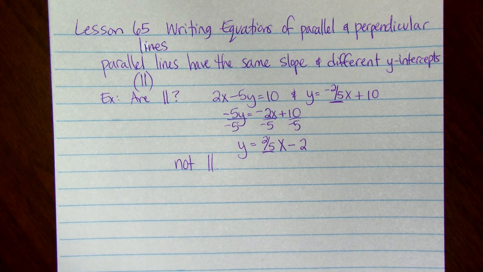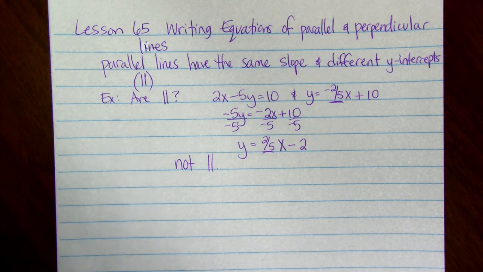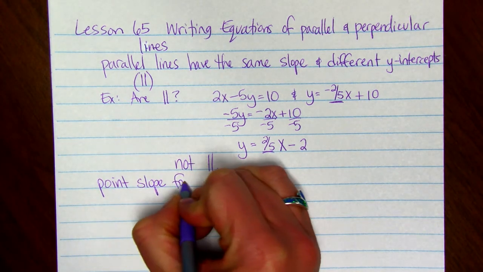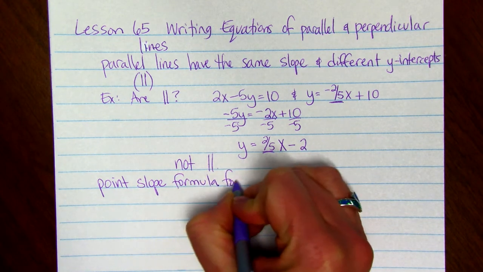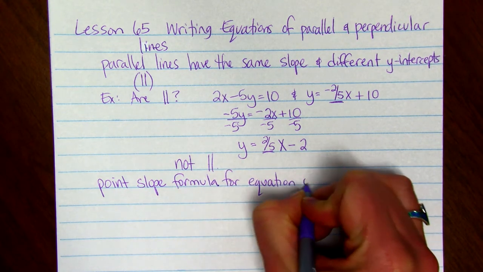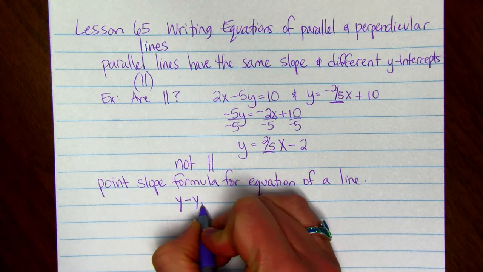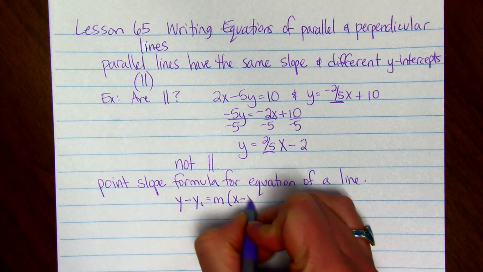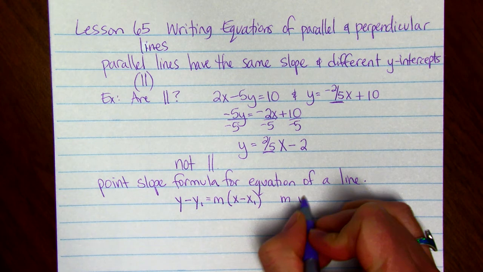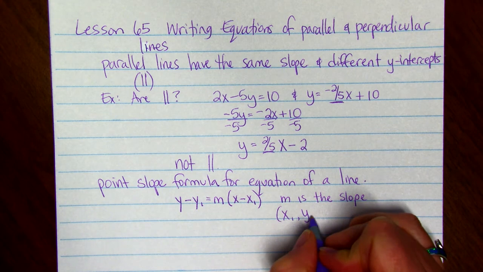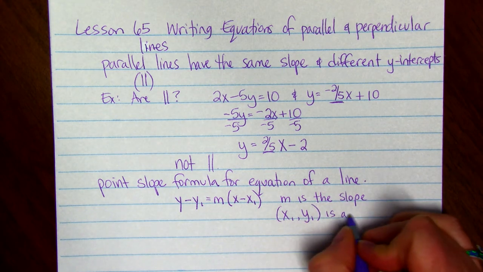Before that though, I want to show you this new formula. It's called the point slope formula for the equation of a line. It's y minus y sub 1 equals m times parentheses x minus x sub 1. Now m is the slope, and x sub 1, y sub 1 is a point on the line.